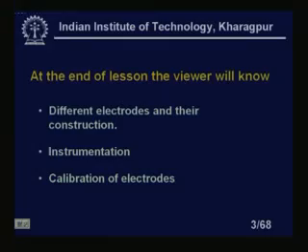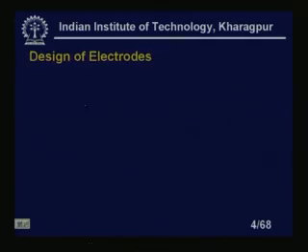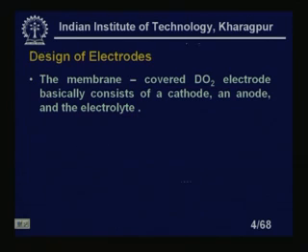Then calibration of electrodes, because calibration is most important. We can calibrate it in 3 different conditions, either in partial pressure or dissolved oxygen concentration. All these things will be discussed in this lesson. Design of electrodes: the membrane covered DO2 electrodes basically consist of a cathode, an anode, and electrolyte. It is basically a probe like a pH probe, so it has the same thing. We have a cathode, an anode, and the electrolyte.